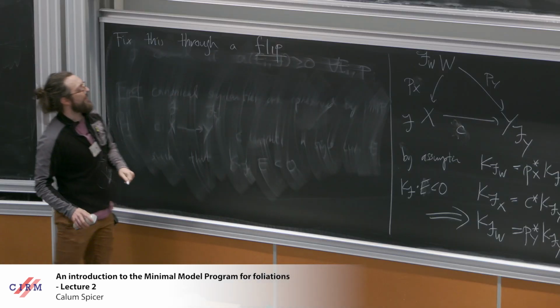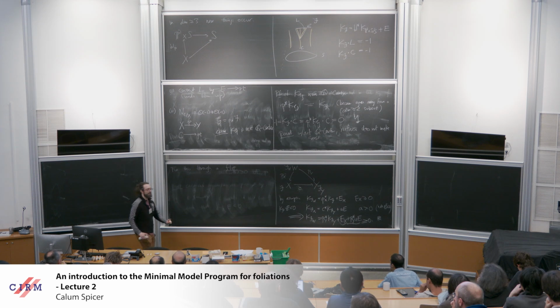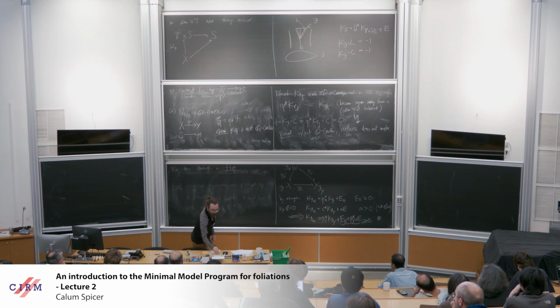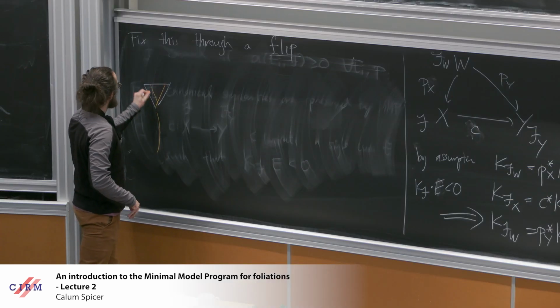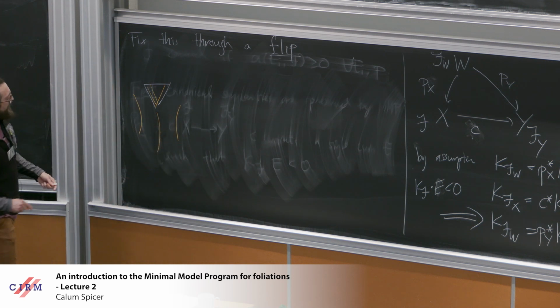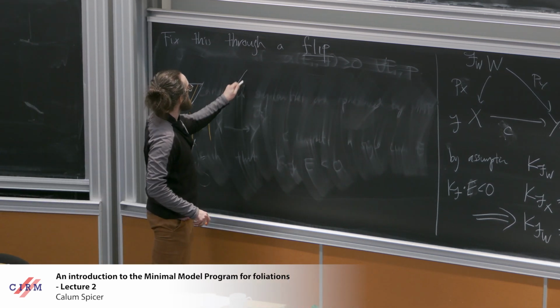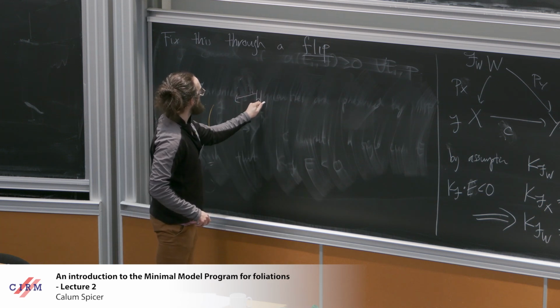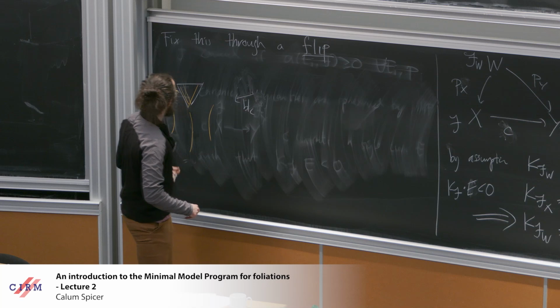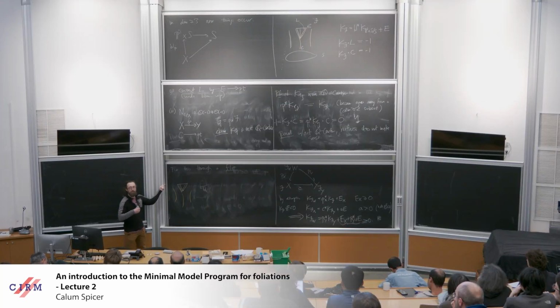I'll give a general definition of what I mean by flip later, but I think it's important that you see one example of a flip before I just throw it at you. So what we're going to do is we have our foliation. What I want to do is blow up C. When I blow up C, the normal bundle of C was O(-1), O(-1).